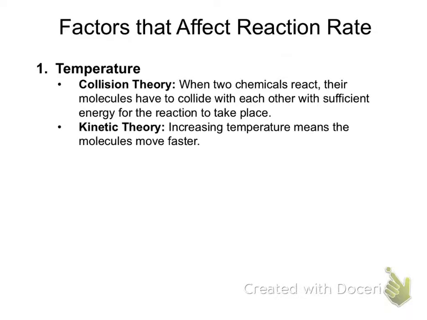All right, let's talk about a couple of factors that affect reaction rate. How can we get reactions to speed up? The number one thing is temperature. And this is based on two different types of theories. We'll talk about collision theory. When two chemicals react, their molecules have to collide with each other with enough energy for the reaction to actually take place. So you can think about these things as pool balls, like if you're playing pool. You run them into each other and they bounce off each other. You run them into each other again and they bounce off each other. And it's not until you get them up to an incredibly high rate of speed that they'd actually run into each other and combine together, so that some of the 8 ball's parts would go with the 2 ball's parts.